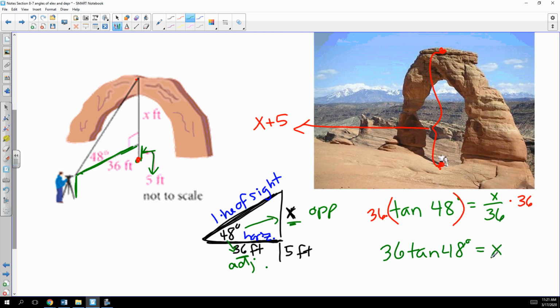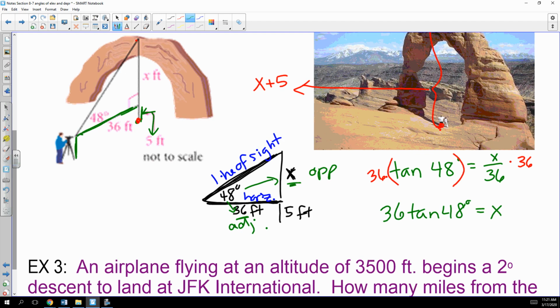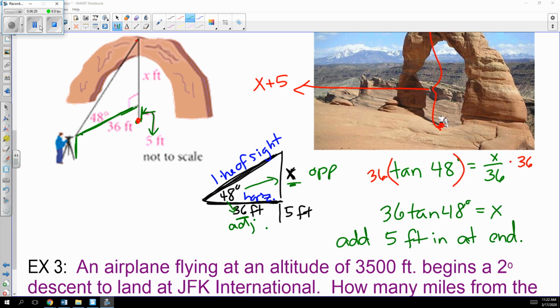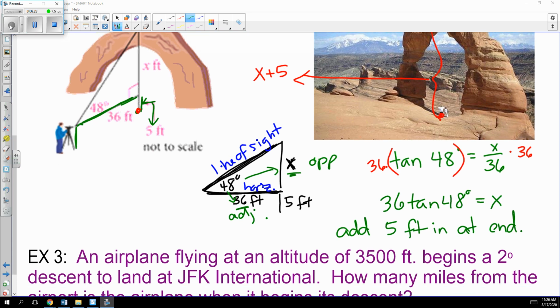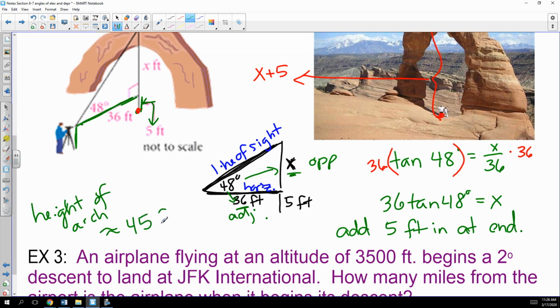Don't forget, what are you going to have to do at the end to find the total height? Add the 5 feet in at the end. And that should do it. Okay, so the final answer that I got was approximately 45 feet. And even if I do that to the nearest tenth, it would still be 45.0 feet.